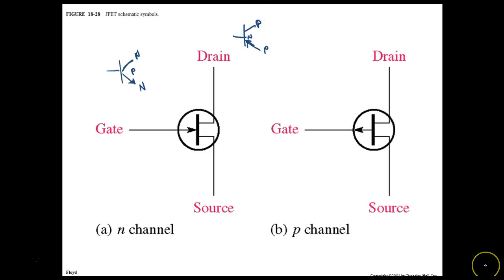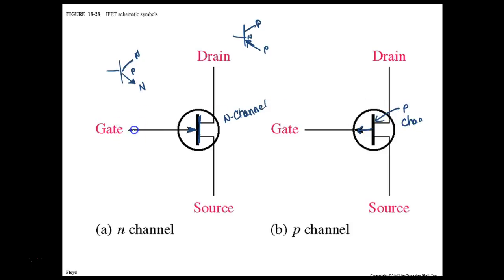The same thing is true for the JFETs, except now if the arrow is pointing toward the channel, so this is representing the channel right here, then this is a symbol for what we call an N-channel JFET. If the arrow points away from the channel, that means this has to be a P-channel JFET. And there's our two symbols.